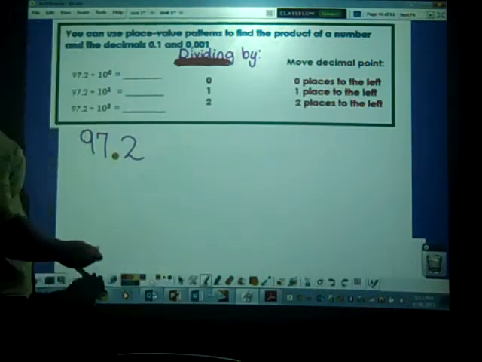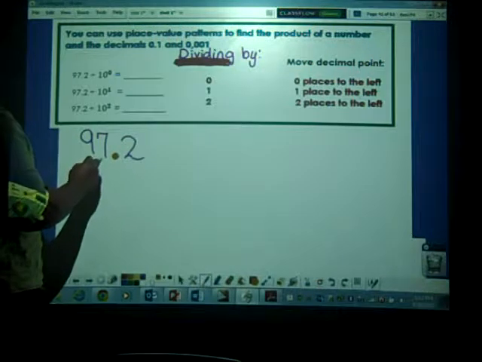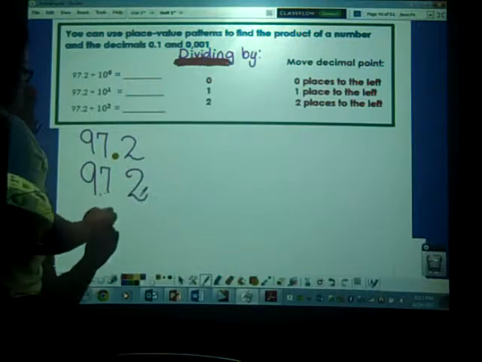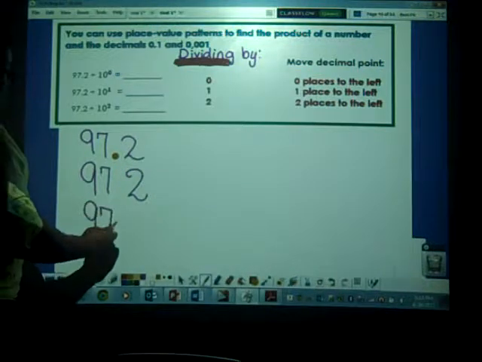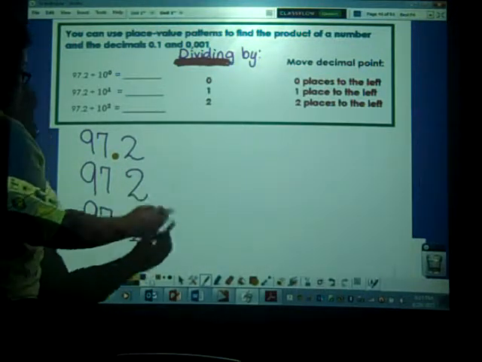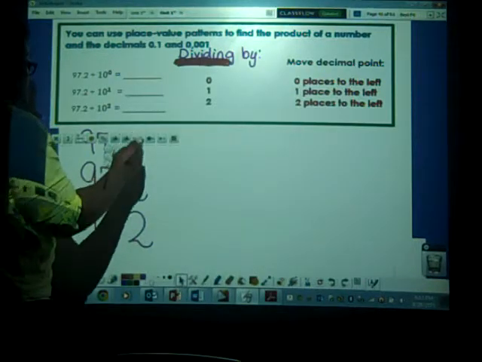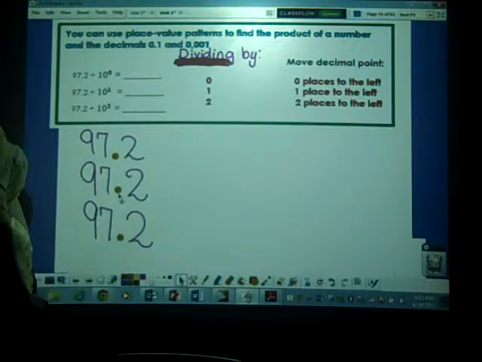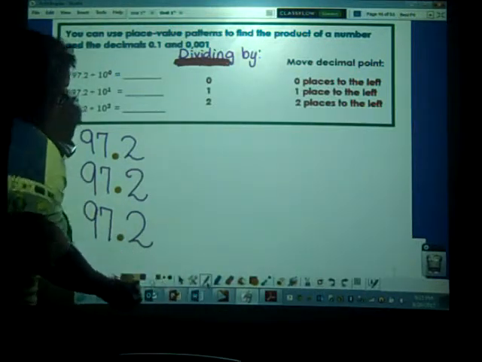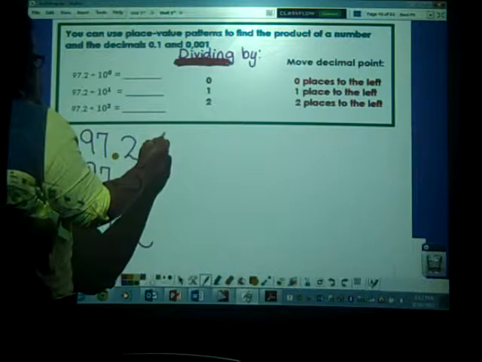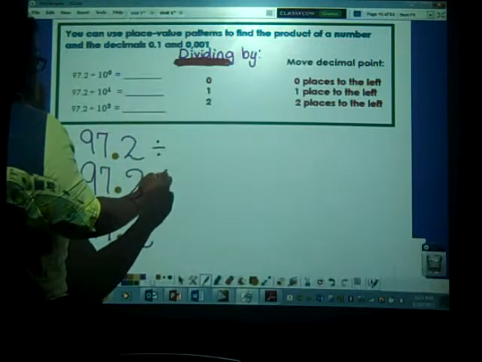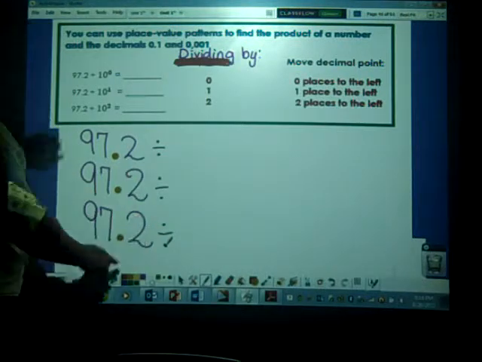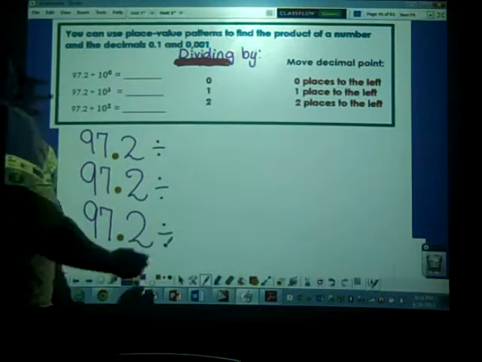So we have 97 and 2/10. And I'm just going to copy this. You don't have to rewrite this. All I'm doing is rewriting what is up here.